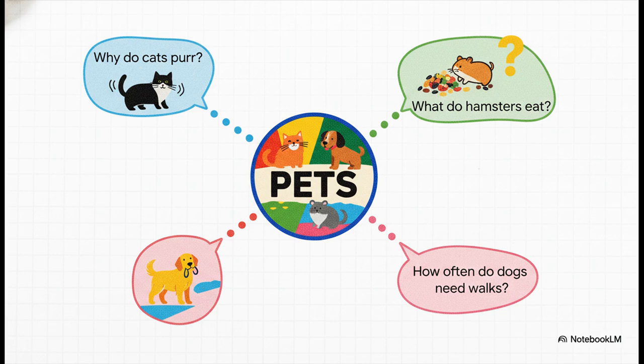Students might get to play with different pet toys or look at different kinds of pet food. That could spark all sorts of questions like, hey, why do cats purr? Or what do hamsters actually eat? From there, each student could investigate their own question and then share what they learned with the class.